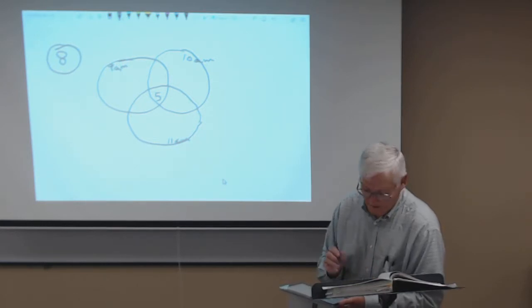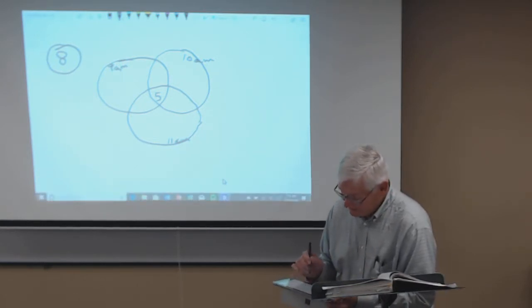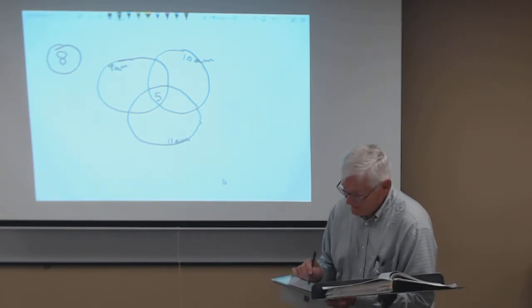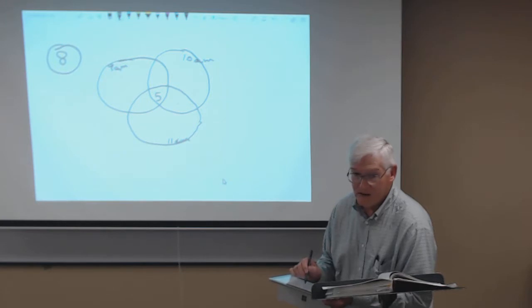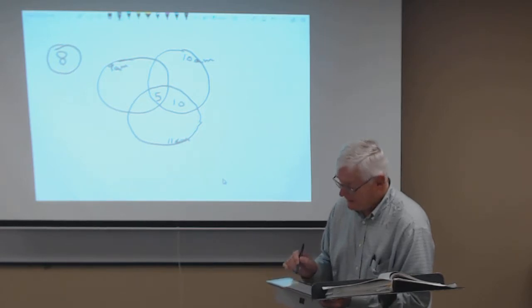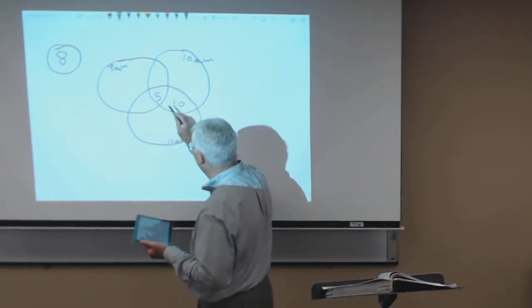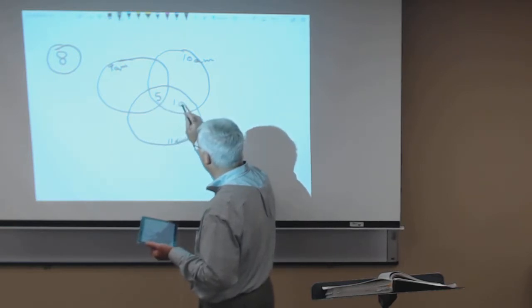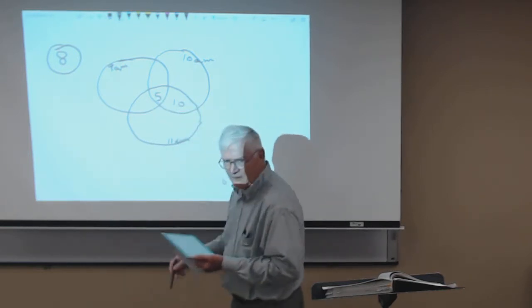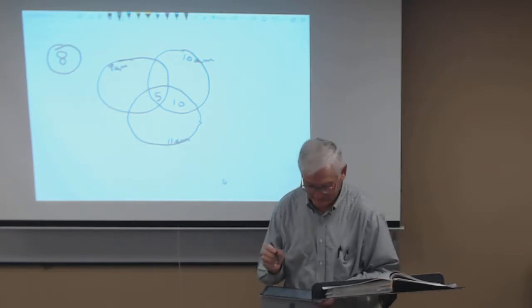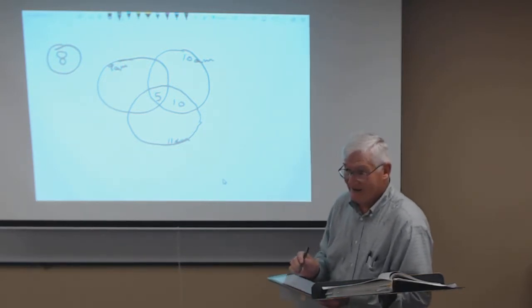What's it say next? 15 have a 10 and 11. So here's 10, here's 11, and there's 15 here. So do I put 15 in this spot? No. What do I put? 10, because I have 15 people with a 10 and an 11 o'clock class. If 5 do all 3, I have 10 more that are just doing the 2, 10 and 11. You got it?